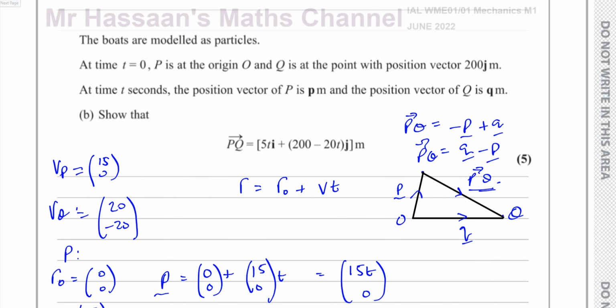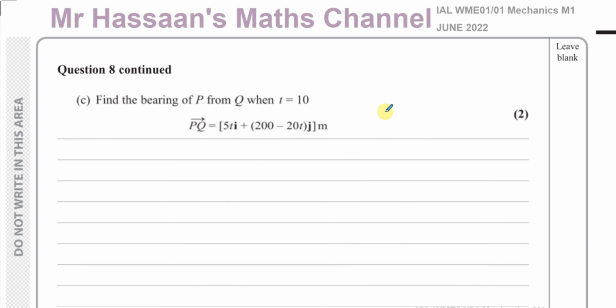Okay, now for part C. Find the bearing of P from Q when t equals 10. So I know the vector that tells us how to get from P to Q, which is 5t i and (200 minus 20t) j. I like to write them as column vectors, as I said. So that's the vector taking us from P to Q. We've got to find the bearing of P from Q when t equals 10.